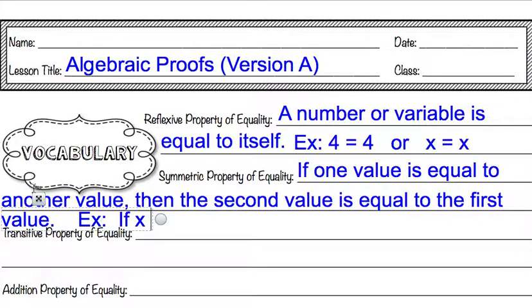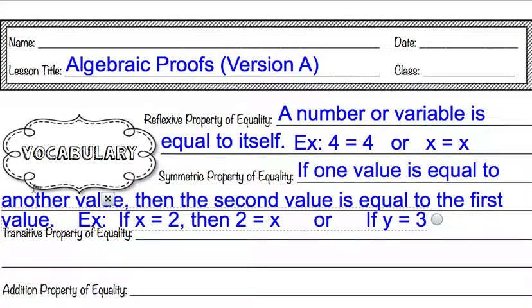If x is equal to 2, then 2 is equal to x. Or another example would be if y is equal to 3, then 3 is equal to y. This just means that if you have x equals 2, you can reverse it and make it 2 equals x. Or if y is equal to 3, you can reverse that and make it 3 is equal to y. That's called the symmetric property.